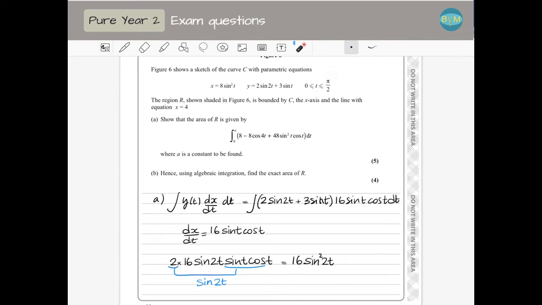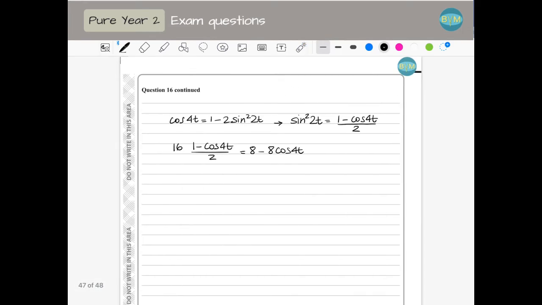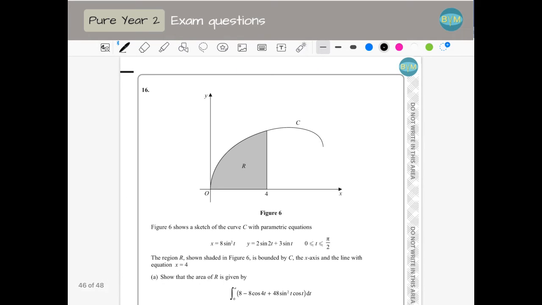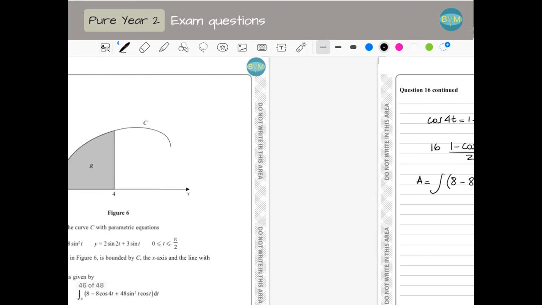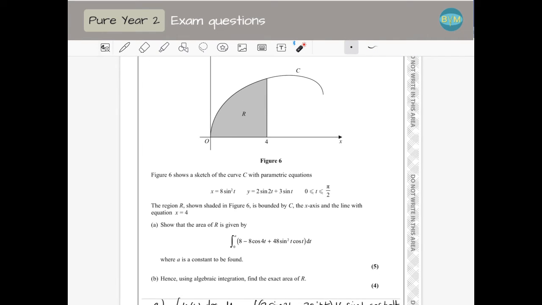So our area, putting it all together, is going to be the integral of 8 minus 8 cos 4t, which is the first part of the bracket, plus 48 sine squared t cos t, and now dt. And now we need to find the limits of integration. Now we are integrating in t, so we need to find the limits in t. We know the limits are 0 and 4, but this is x.